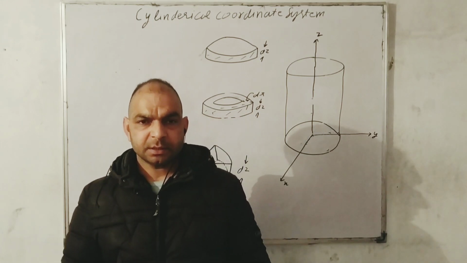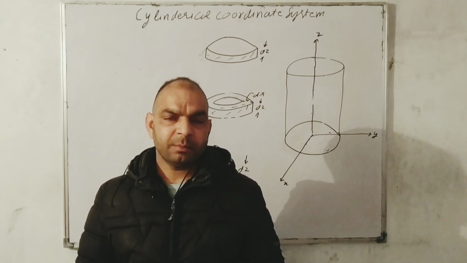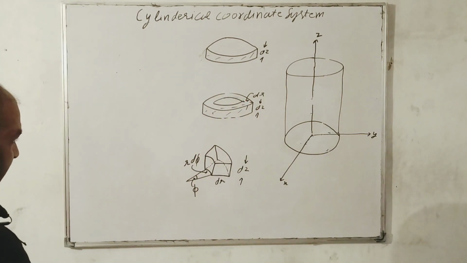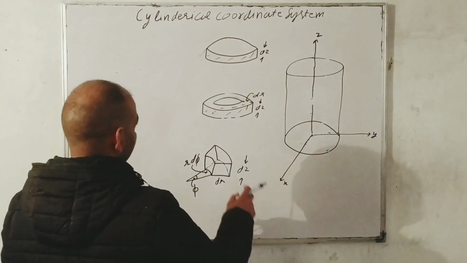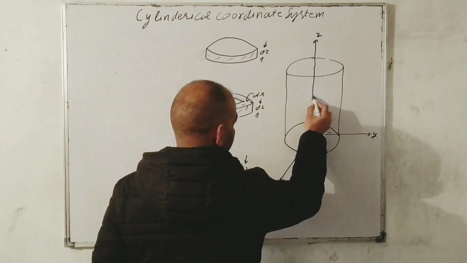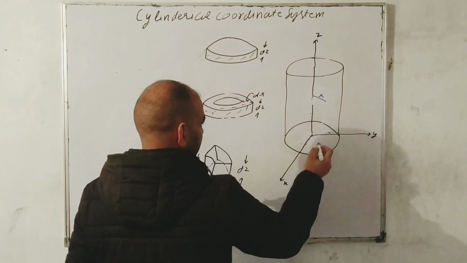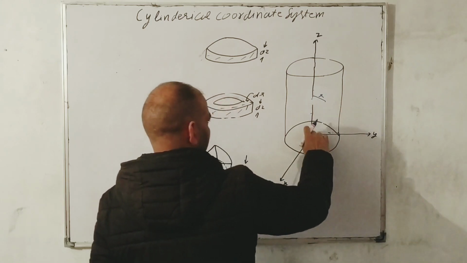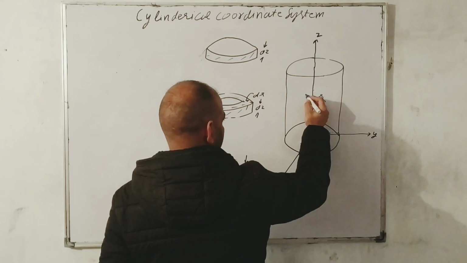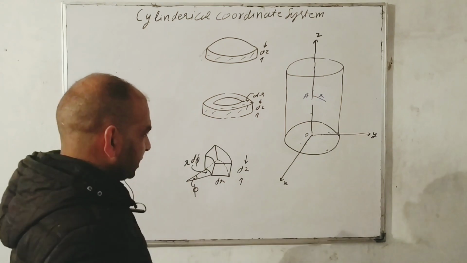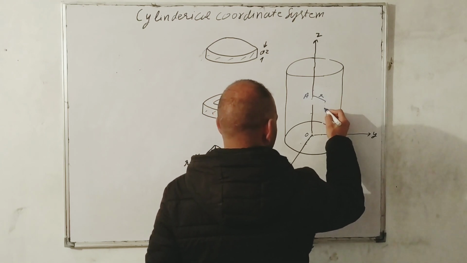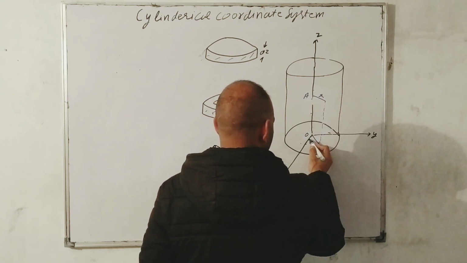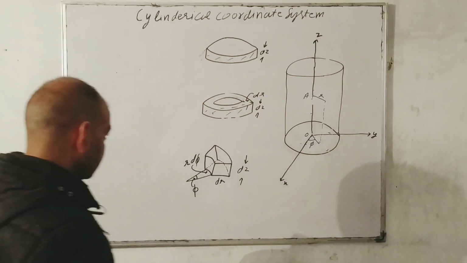Next, we will discuss the line element and the volume element in the cylindrical coordinate system. In the cylindrical coordinate system, as we have three variables, r, and z, which means the height of this point, and next variable is phi. Phi means how much angle this particular point is making with the x-axis.